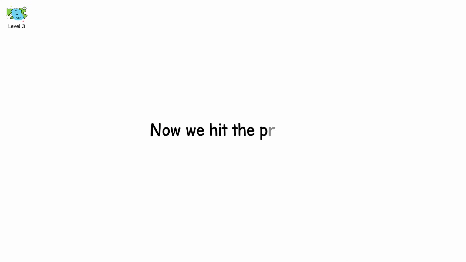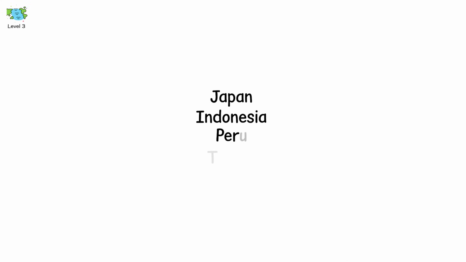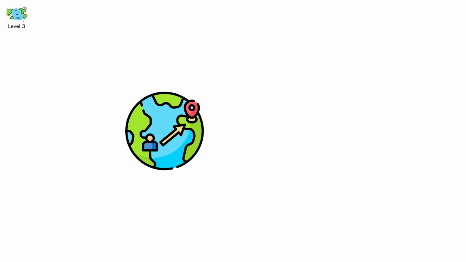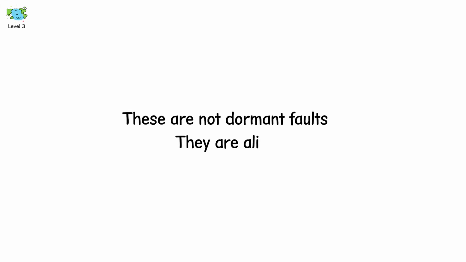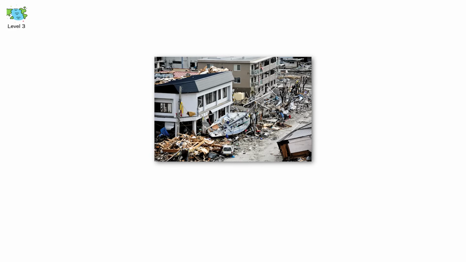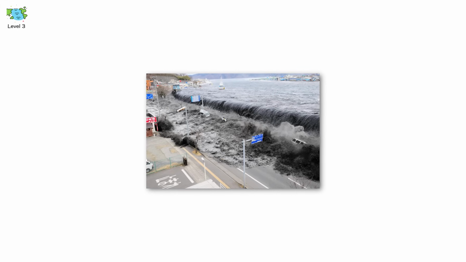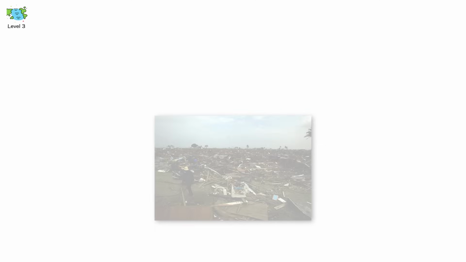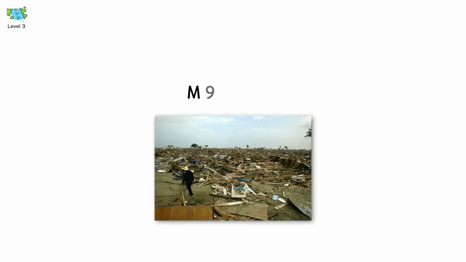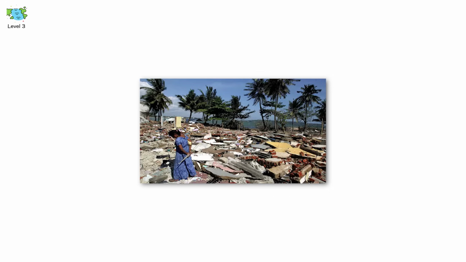Level 3. Now we hit the present. Japan, Indonesia, Peru, Turkey. Places where the land moves frequently, and people have adapted to it, or tried to. At level 3, megaquakes are possible, and recent. These are not dormant faults, they are alive. Japan's 2011 Tohoku quake, magnitude 9.0. A vertical uplift of the seafloor by several meters. A tsunami swallowed entire towns, over 18,000 dead. The Fukushima Daiichi nuclear plant melted down. In 2004, off the coast of Sumatra, another M9.1 quake triggered a tsunami that killed 230,000 people across 14 countries.